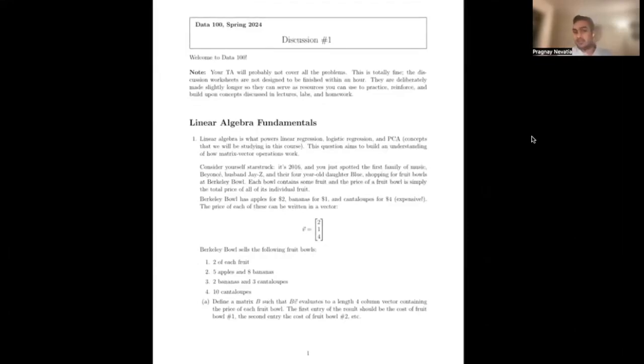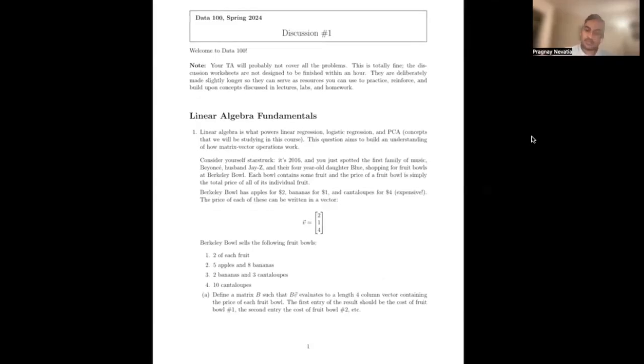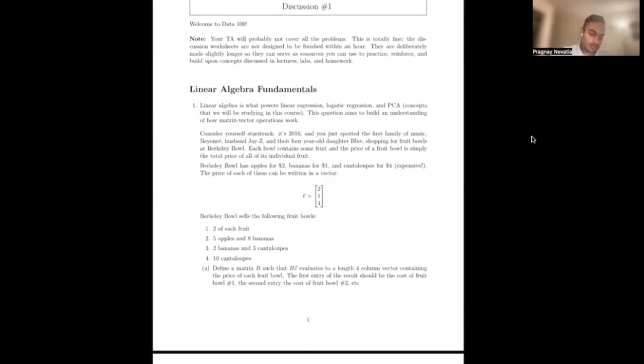Today I'll be covering a lot of prerequisite math, which will become important later in the semester. So first, let's talk about linear algebra fundamentals.